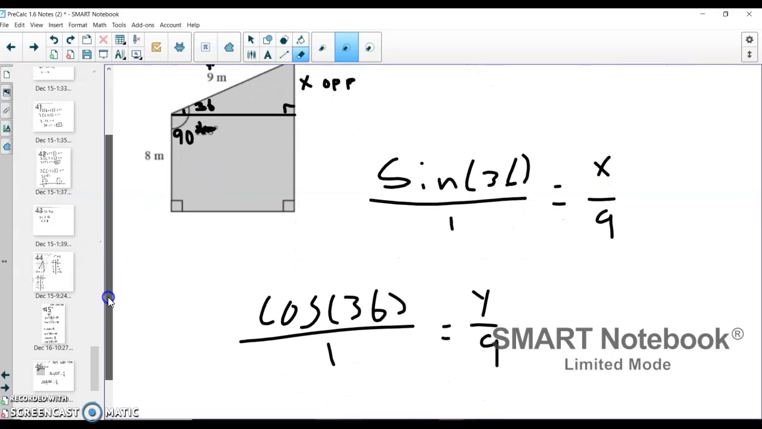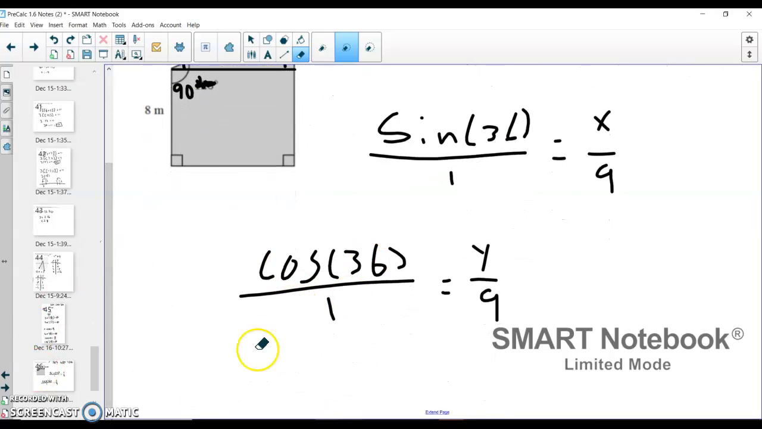If you need to see a couple more steps in this, let me know, but hopefully from here, once you can get y and x, you can solve for those areas.